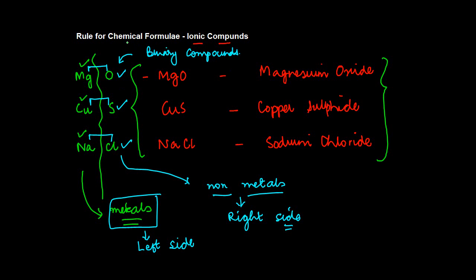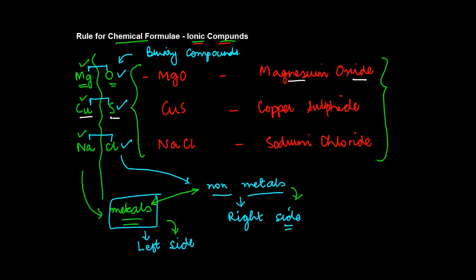So whenever we write the chemical formula for an ionic compound, normally you have a metal and a non-metal. The metal is placed on the left hand side, the non-metal on the right hand side. One more thing which you would have noticed: I have magnesium and I have oxygen, but what am I writing here? I am writing magnesium oxide.